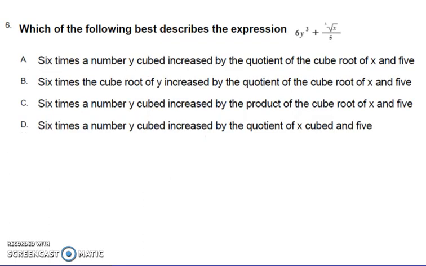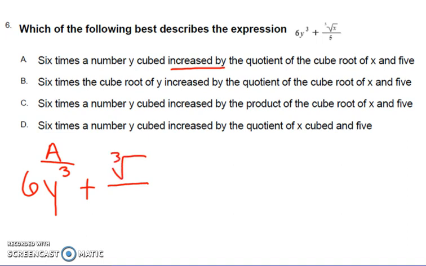If we look at the last problem, we're going to solve out each one, and then that way we can see which one matches. I'm going to write it below. A is 6 times a number y cubed. So 6 times a number y. Again, cubed is to the 3rd power. Increased by just means we're adding. We're not flipping it. The quotient of, so I'm dividing. The cube root of x. The cube root, if we have root, it is our radical symbol. And 5.